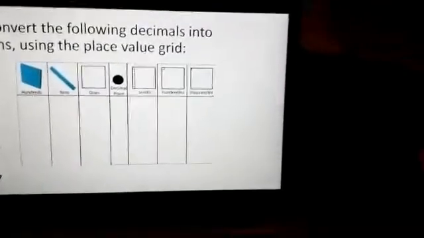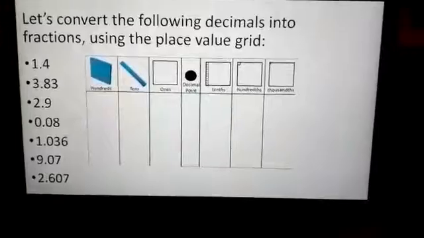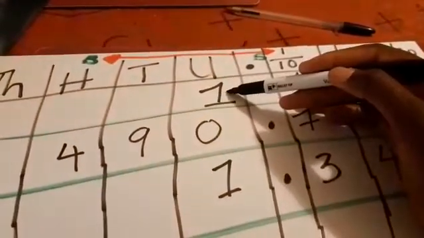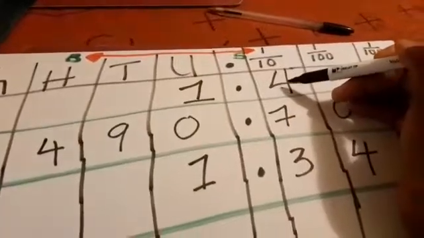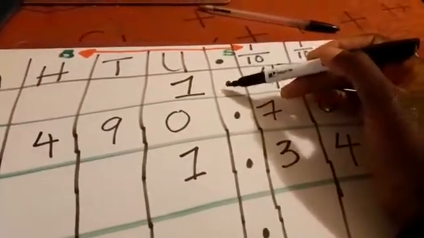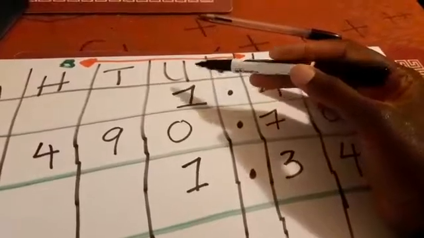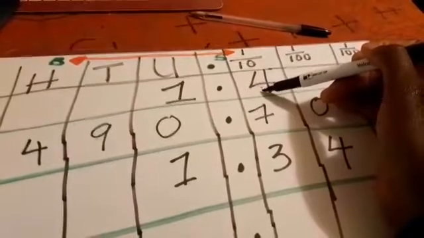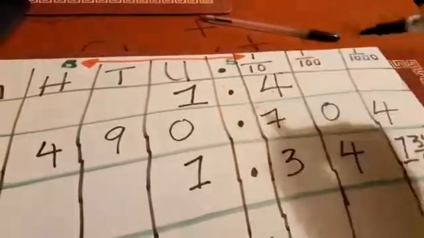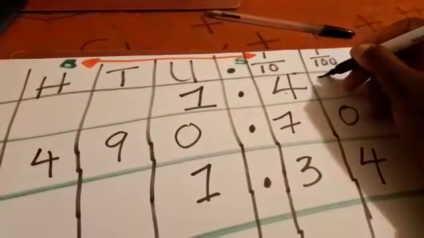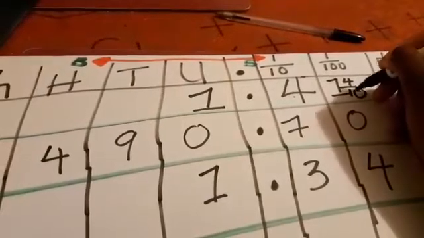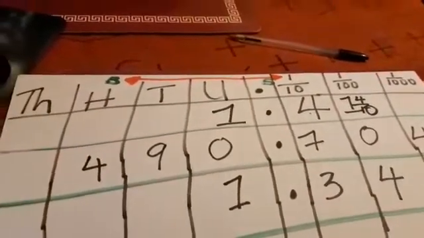Okay, welcome back. Let's see. The first one is 1.4, which I've put in here already. We have the 1 in the units column, and the 4 in the tenths column. Now remember what I said, the numbers before the decimal are what numbers? Whole numbers. Excellent. And the numbers after the decimal are what numbers? Fractions. Good. So this 1.4 would actually be 1 whole 4 tenths. Yeah, 1 whole and 4 tenths.